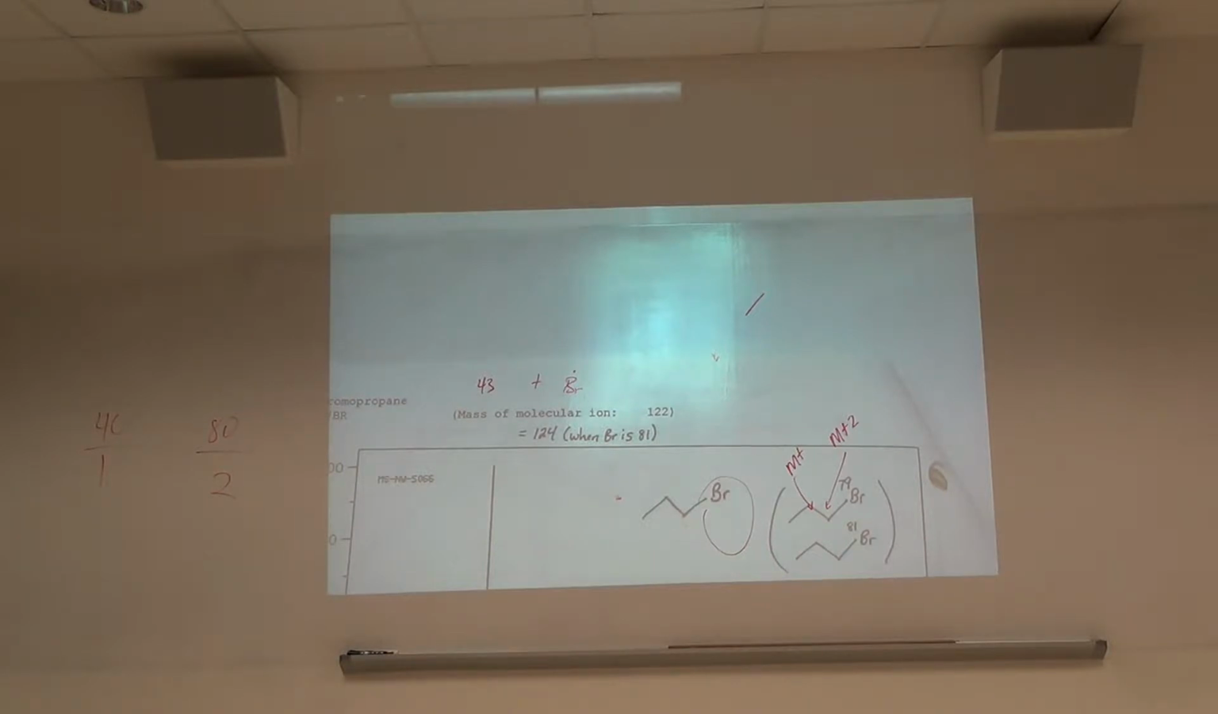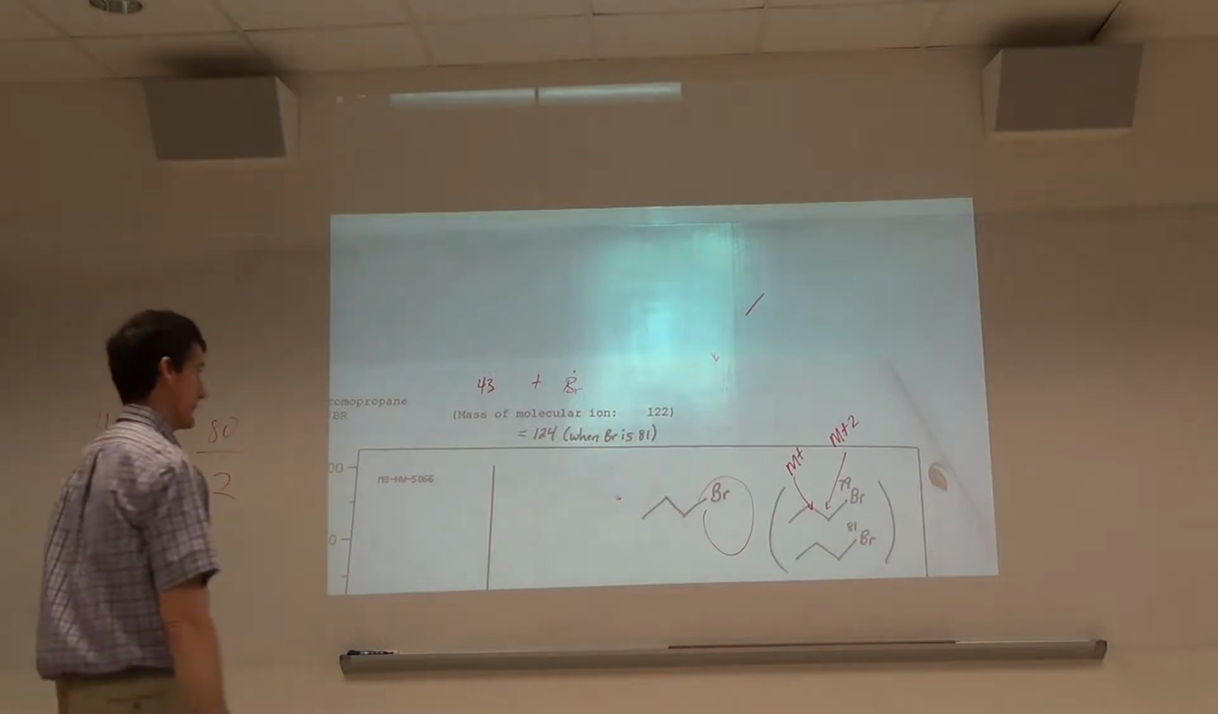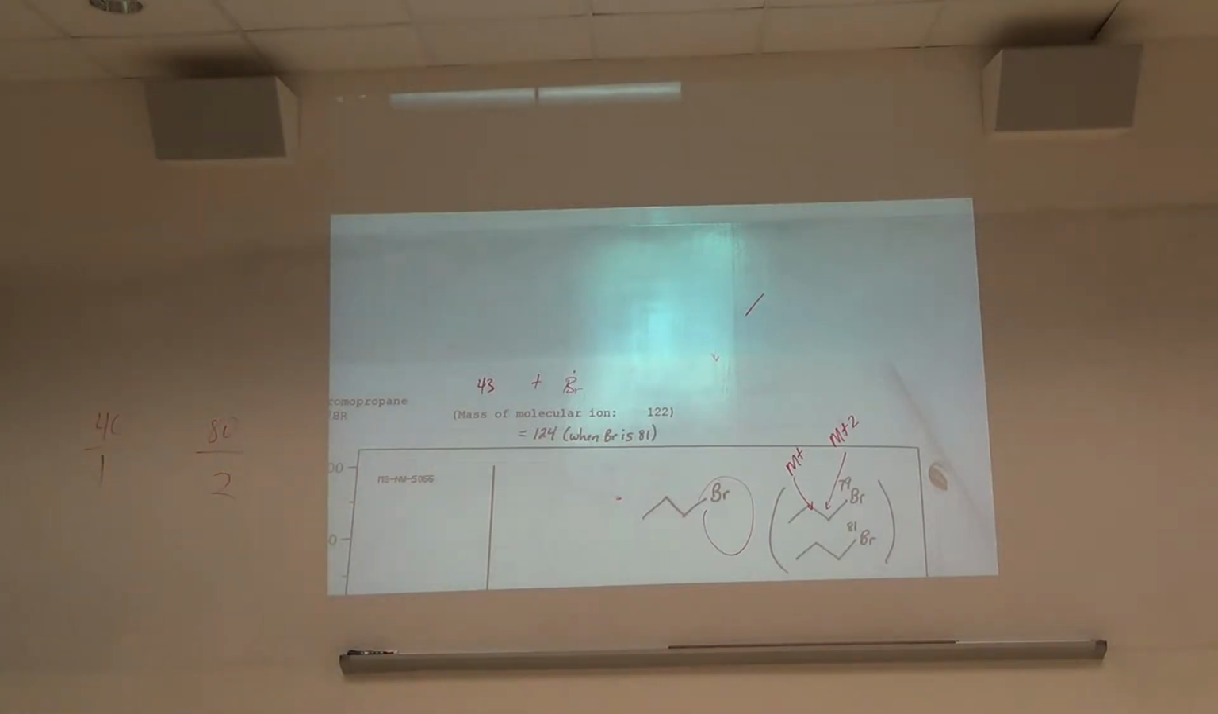It's 79 and 81, and I'm talking about bromine, so it's a 1-to-1 ratio. Neither one of those bromines is 79.9. That's the average that's in your bulk sample. In mass spec, we don't see an average. We see individual atoms and molecules. So we either see the 79 or the 81, and you actually get two different peaks.